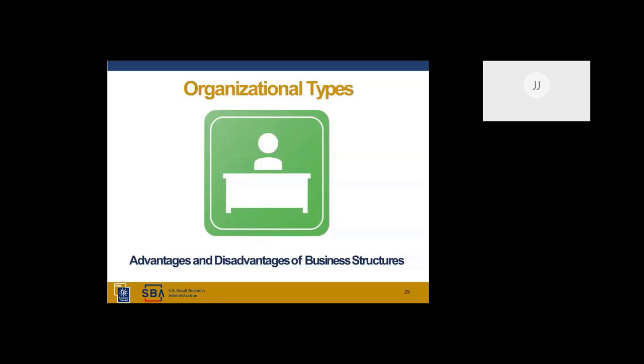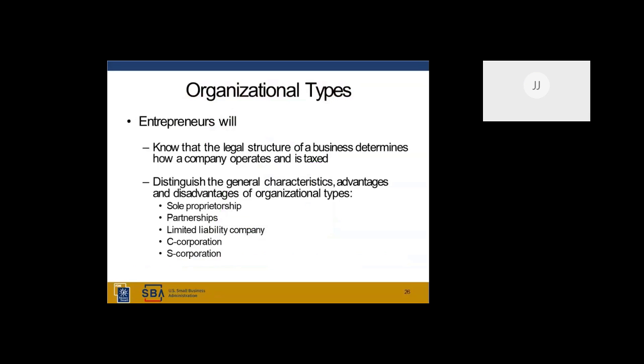So organizational types, this module analyzes the most common legal entities or structures. At the end of the module, entrepreneurs will know that the legal structure of a business determines how a company operates and how it's taxed. I think that's the most important part. It distinguishes the general characteristics, advantages, and disadvantages of organizational types such as sole proprietorships, partnerships, limited liability companies, C corporations, and S corporations. I'm going to advance the slide here.